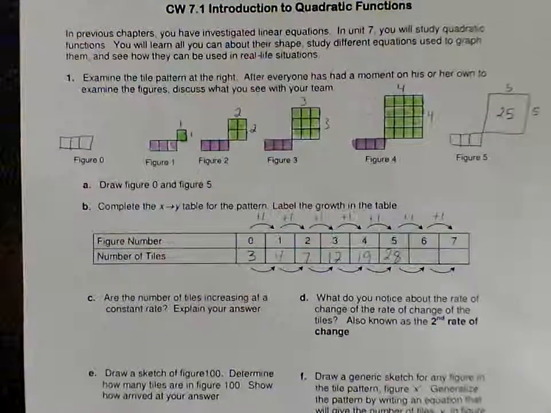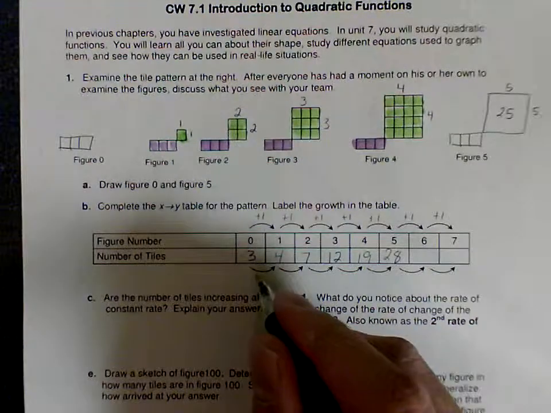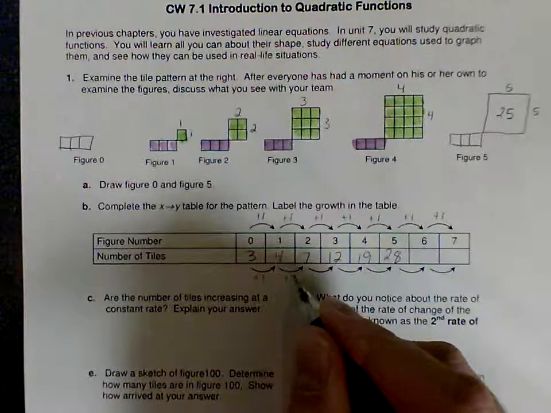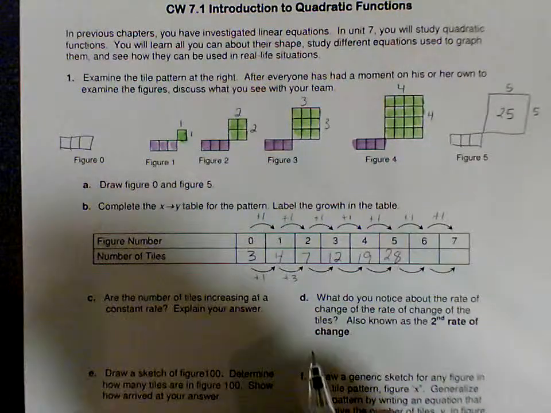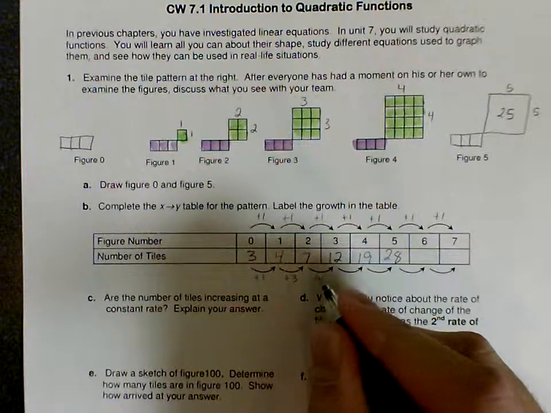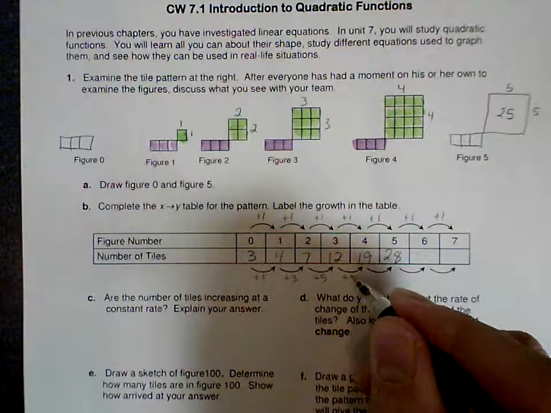Let's take a look at my number of tiles. How do I go from 3 to 4? What am I adding to that? Adding 1. How do I go from 4 to 7? Add 3. How do I go from 7 to 12? I add 5. Continuing on, 12 to 19, I'm going to add 7.